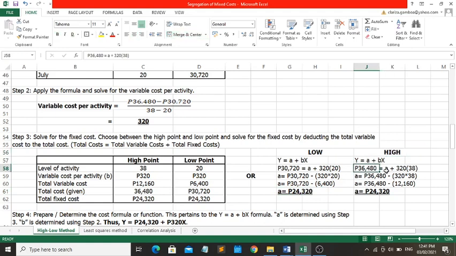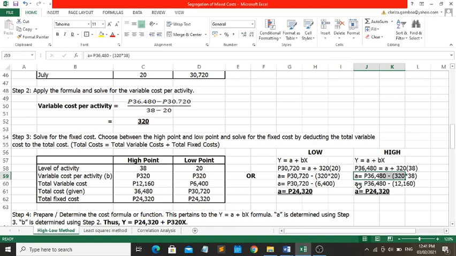Ito ang solution. So, isa-substitute lang natin yung mga given value para sa highest and lowest point. So, kay high point, 36,480 equals A, kasi nahanap natin yung fixed cost, plus 320 times 38 na number of guests admitted, no, highest point, equals 36,480 less 320 times 38.